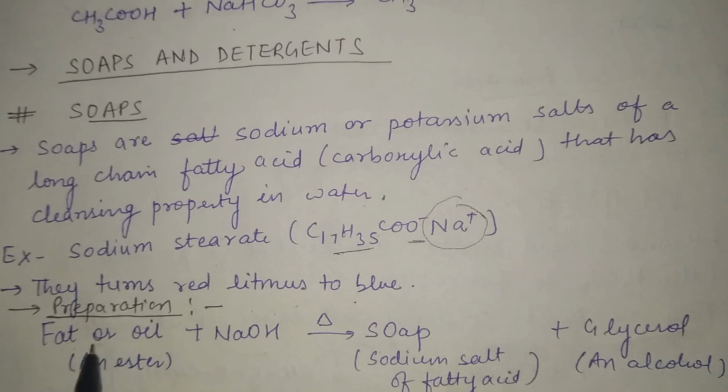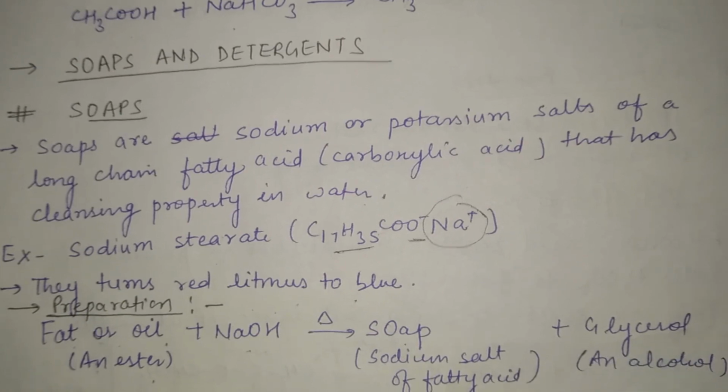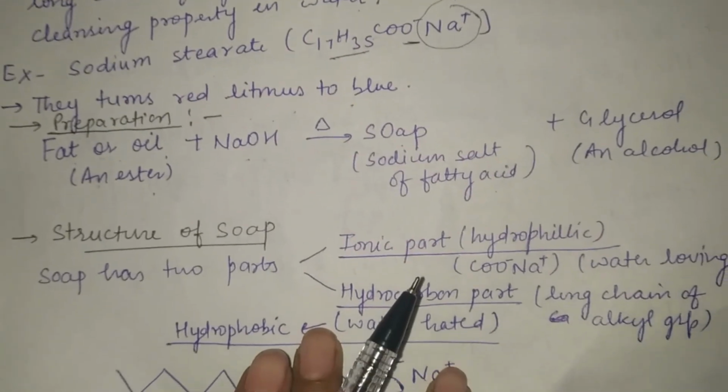So how does the preparation of soaps take place? When fat or any oil, which is an ester, is treated with NaOH and heated, it leads to the formation of soap, which is a sodium or potassium salt of a fatty acid, with the formation of glycerol, which is an alcohol.